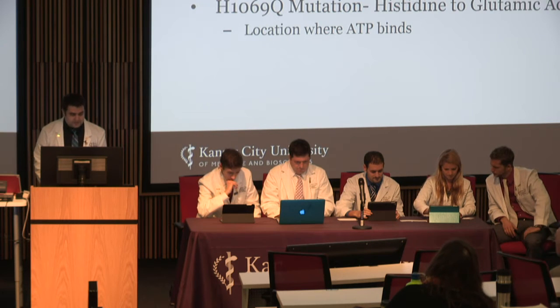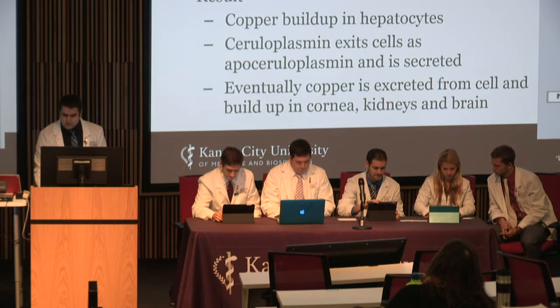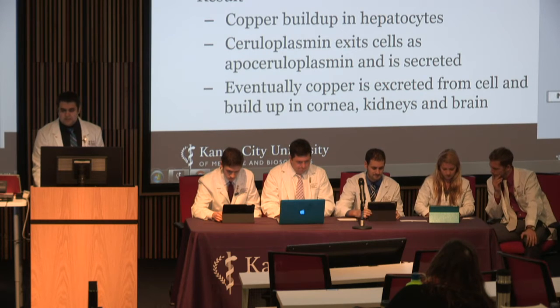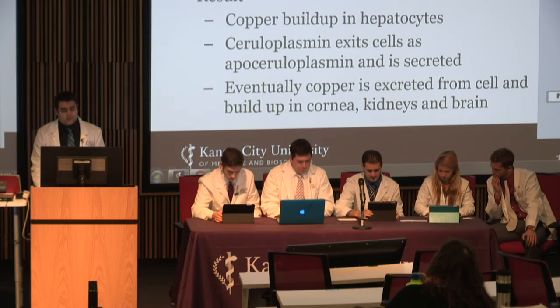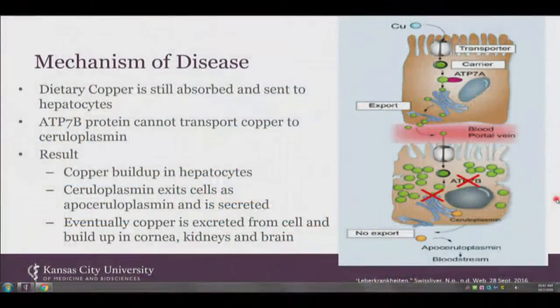where ATP will bind. So going through this image and this mechanism of disease, ATP7A is still functional. The dietary copper is still being absorbed. However, the problem occurs down in this image in the liver in ATP7B. ATP7B will not transport copper onto ceruloplasmin. Three things will happen as a result.